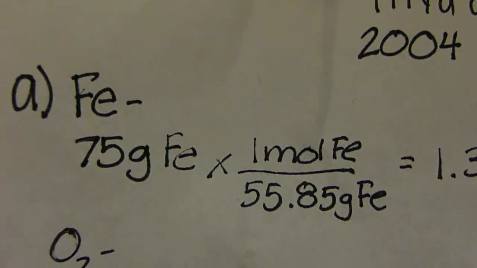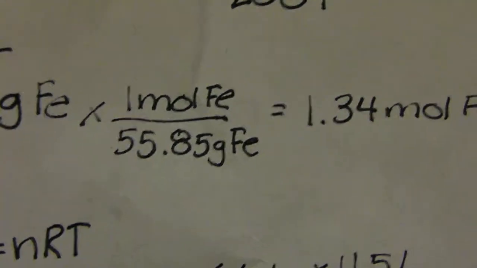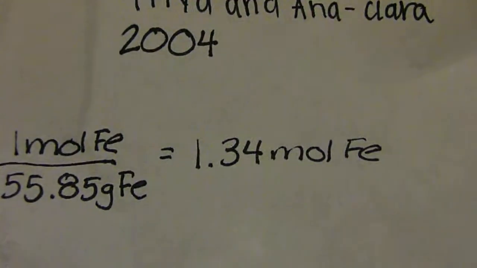To find the number of moles for iron, we can take the mass that was given and divide it by the molar mass from the periodic table. This tells us that 1.34 moles of iron were used.